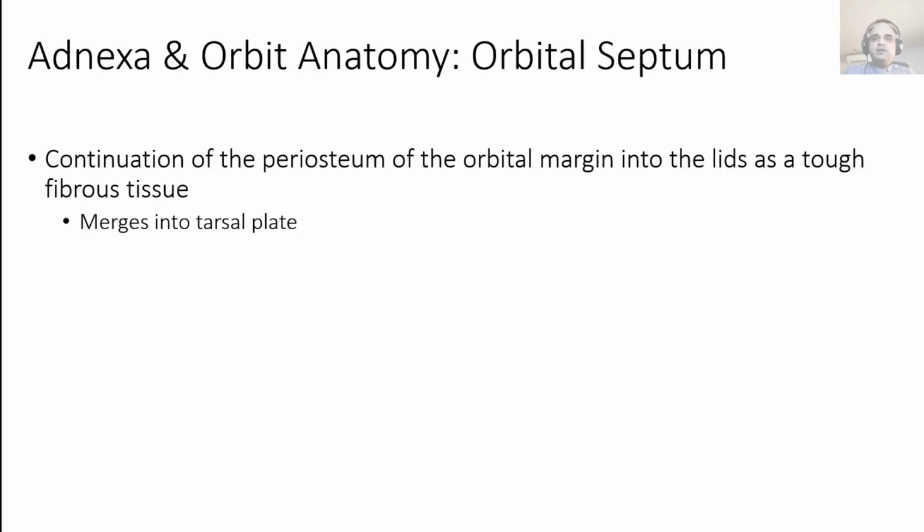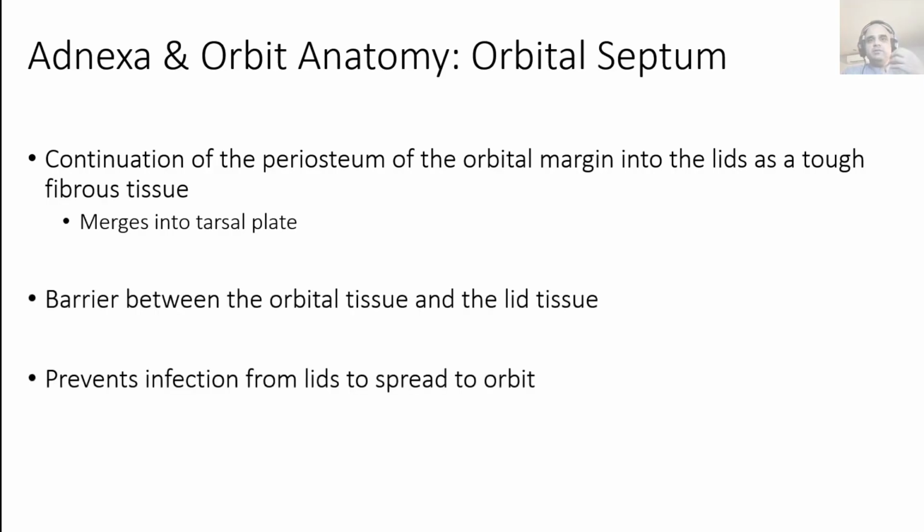We'll start off by looking at the anatomy, and the most important structure for us right now is the orbital septum. The orbital septum is basically the continuation of the periosteum of the bony orbital margin down into the lids, and it merges into the tarsal plates. The tarsal plates form the skeleton of the lid and give the lids their rigidity. The importance of the orbital septum lies in the fact that it's a barrier between the tissues of the lid and the tissues of the orbit.